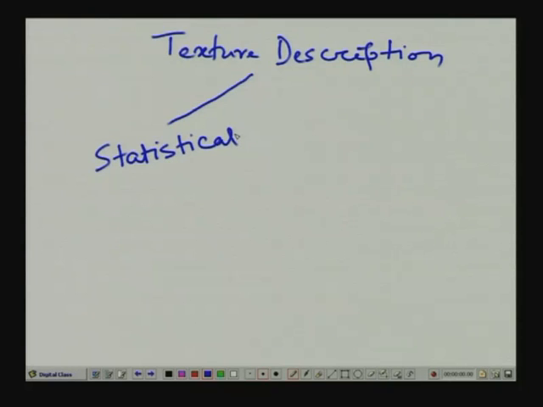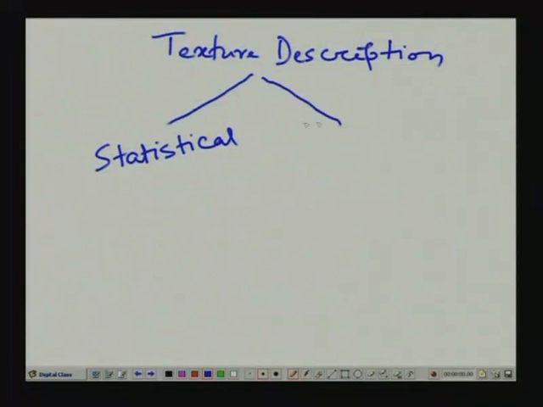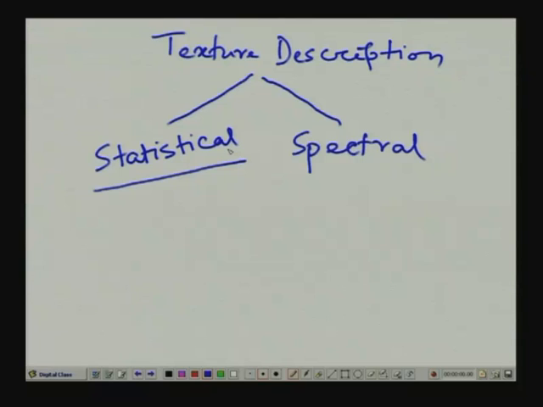So, we can have statistical means to obtain the descriptors of the textures, and the other way of obtaining the texture descriptors is from the spectral domain. That is, you take the Fourier spectrum of the texture image, and from the Fourier spectrum we can obtain some descriptors which describe the nature of the texture. Let us first consider what are the statistical descriptors that we can obtain from a texture image.